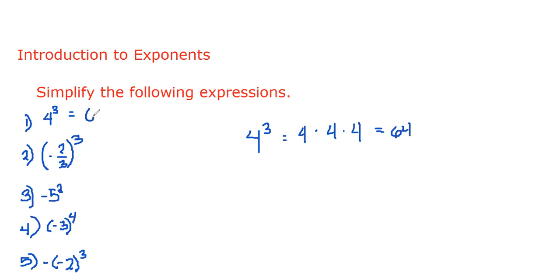So, 4 raised to 3 is equal to 64. So, pwede natin ilagay dito, this is 64. So, mas madali, we're going to multiply 4 3 times to itself. 4 times 4 times 4. Hindi 4 times 3, kundi 4 times 4 times 4. So, we get the answer of 64. Okay? Now, let's go in number 2.